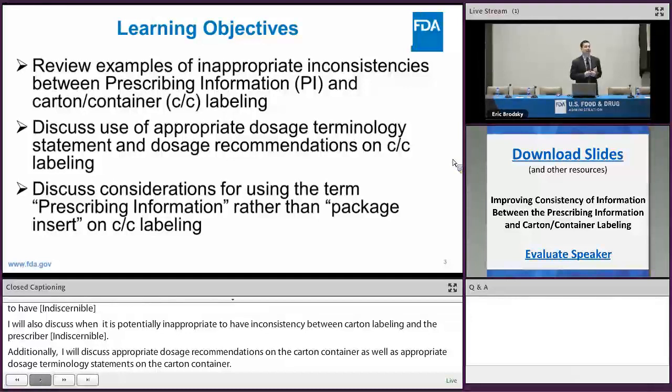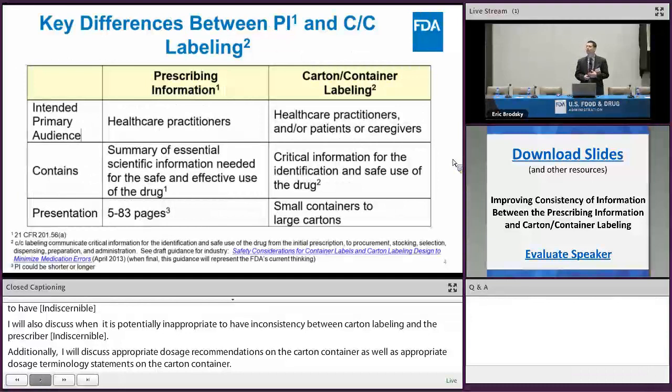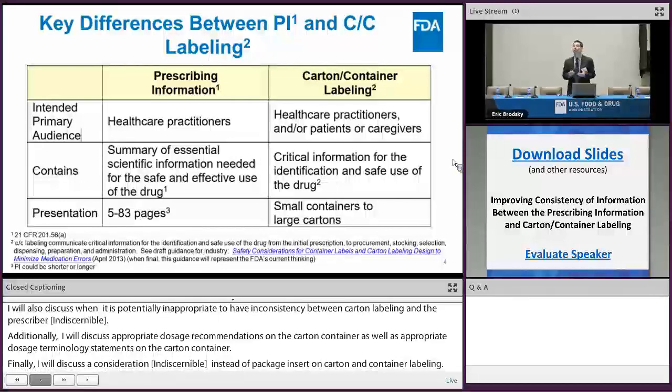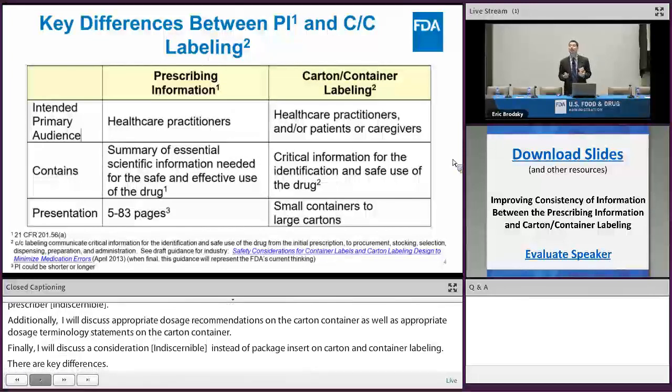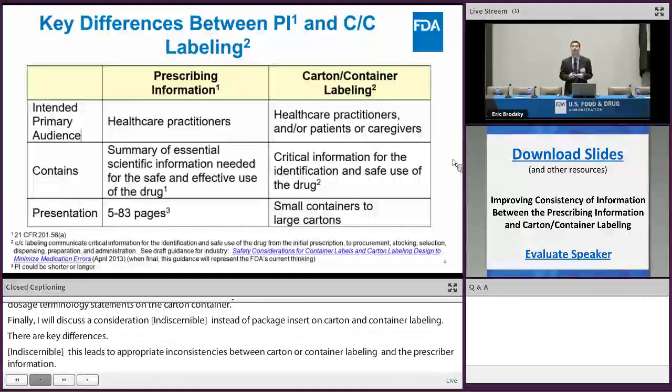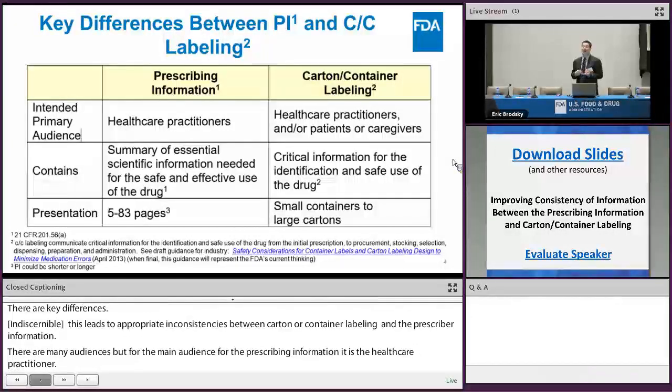and container labeling. So first of all, there are key differences between carton container labeling and the prescribing information. And this leads to appropriate inconsistencies between carton container labeling and the prescribing information. So there are many audiences of the prescribing information and carton container labeling, but the main audience for the prescribing information is the healthcare practitioner. For carton container labeling, it could be potentially broader. It could be healthcare practitioners, or it could be patients, it could be both, it could be caregivers.